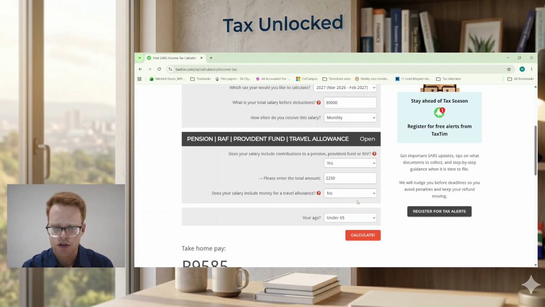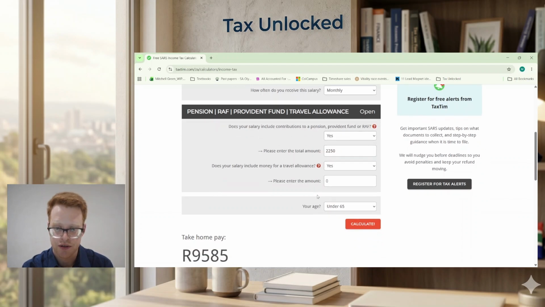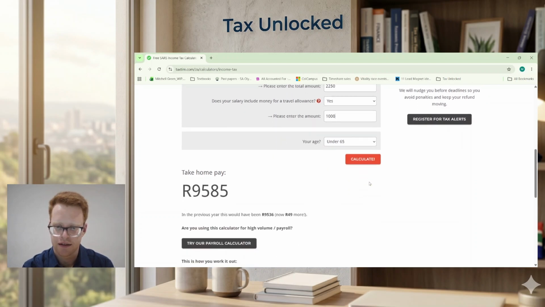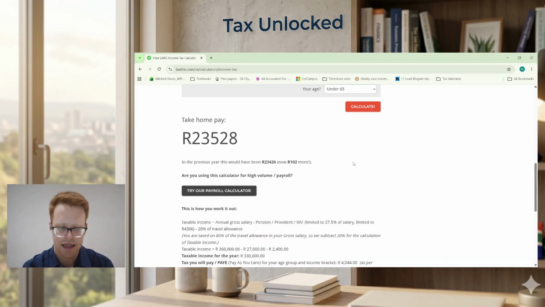And let's say they do get a travel allowance. There are a lot of helpful tips here, like what the source code is on your IRP5, which is the return that you'd get from your employer. Let's say they earn 1,000 Rand as a travel allowance every month. Okay. And they're also under 65. So we hit calculate, and there it tells you that their take-home pay is 23,500 Rand.